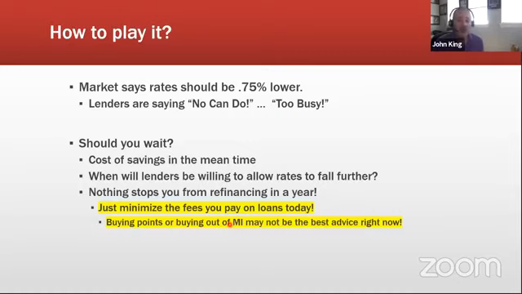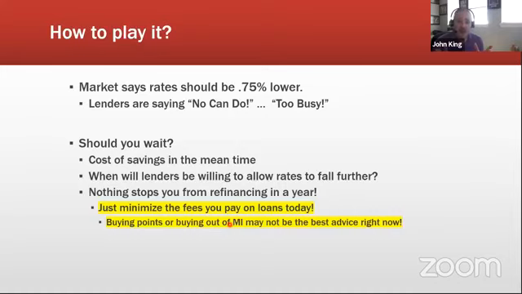This is one of the reasons why I think you should be advising your clients and thinking yourself, if you're thinking about refinancing or buying, to minimize your closing costs. Because by minimizing your closing costs, if rates do in fact go lower, you can refinance again and you're not paying twice because you paid a minimal amount in closing costs.